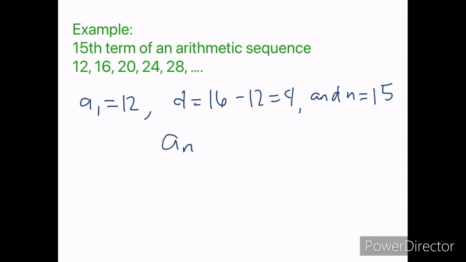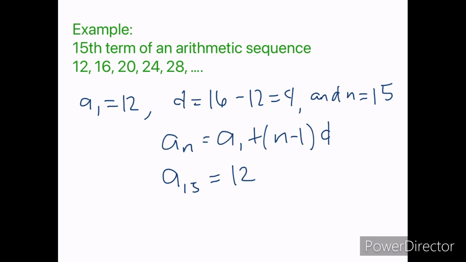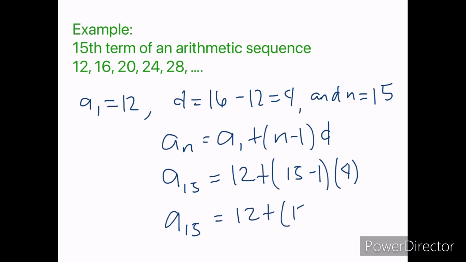Using the formula, a sub n is equal to a sub 1 plus n minus 1 times d. Then a sub 15, because we are looking for the 15th term. Our a sub 1 is 12 plus our n is 15 because we have 15 terms, minus 1, times our common difference, which is 4. Then simplify. So 12 plus 14 times 4.